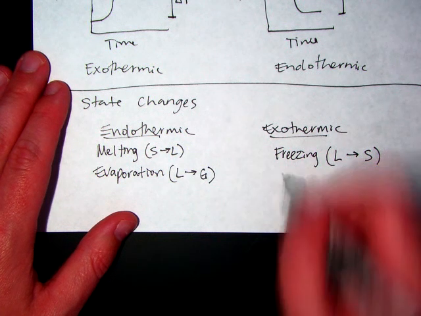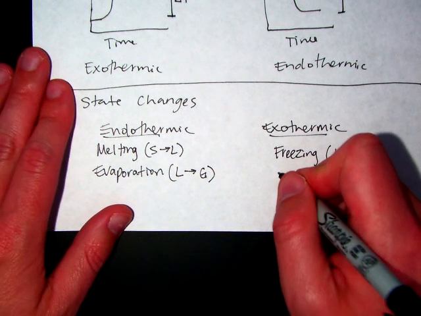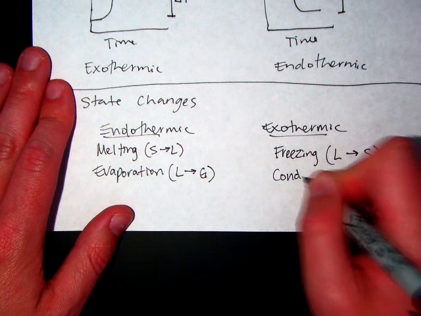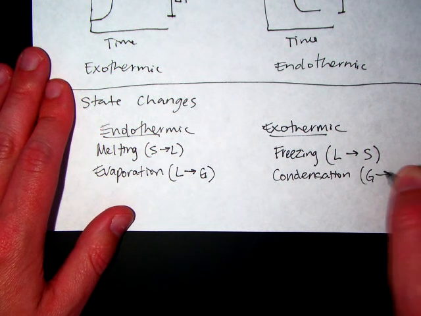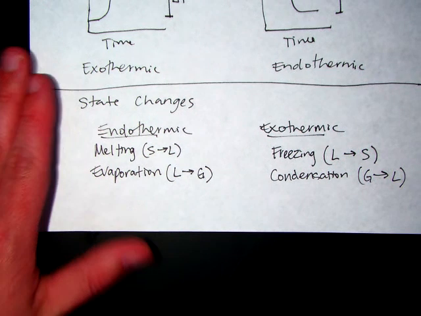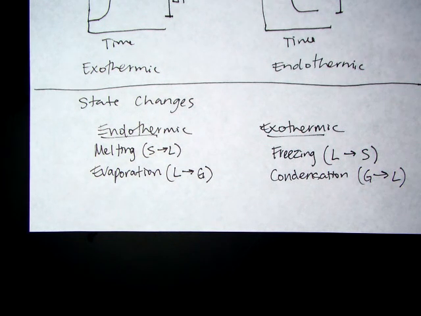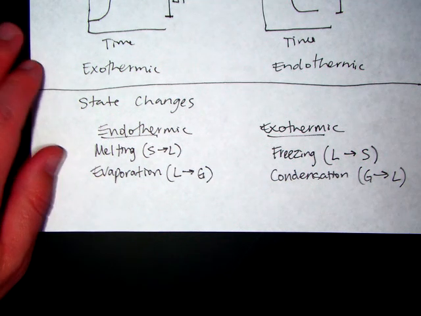What's the opposite of evaporation? Condensation. Condensation, you're going from a gas to a liquid. The molecules are moving really fast, again as a gas, and they have to slow down and lose some of that energy to become a liquid. There's actually two more. They're not as popular. They're not as common. Does anyone know what going from a solid directly to a gas is?